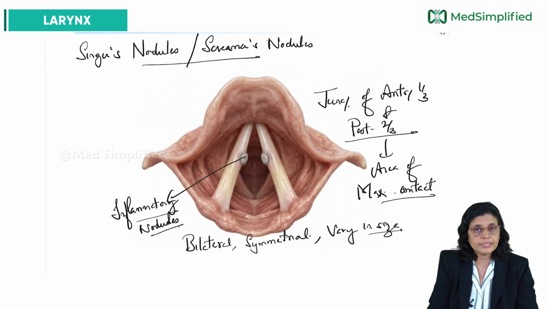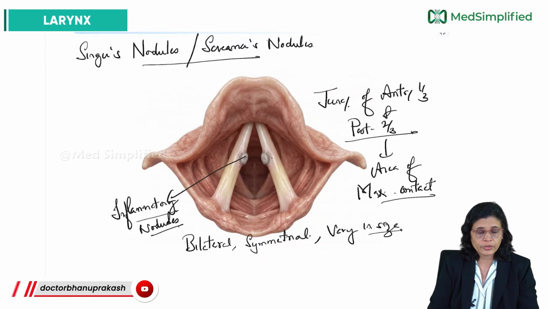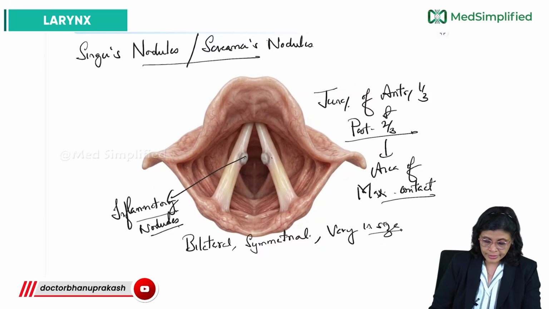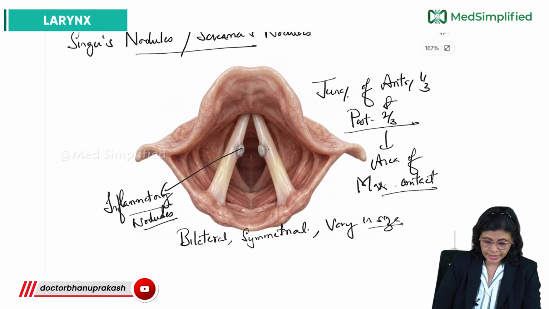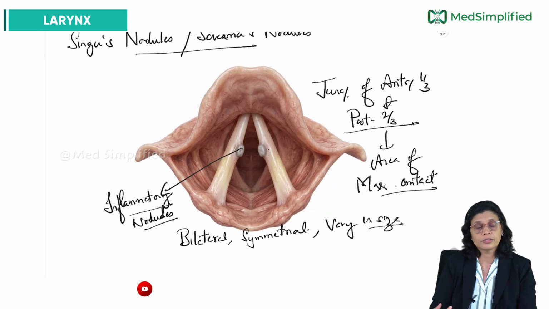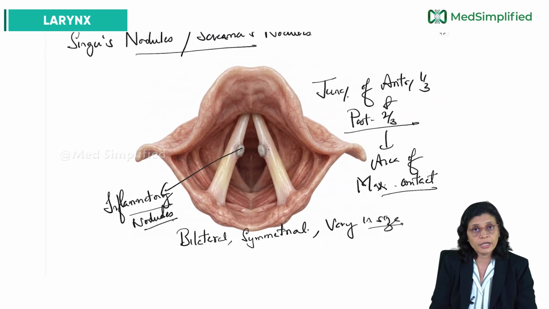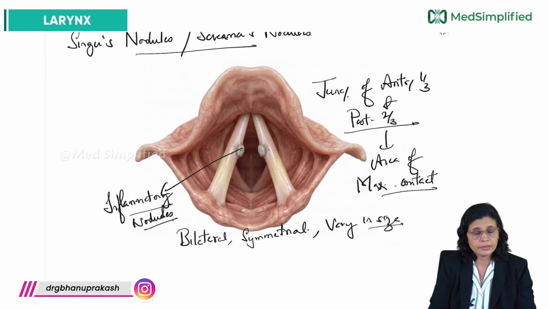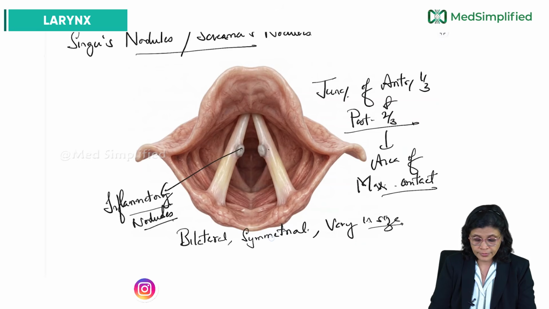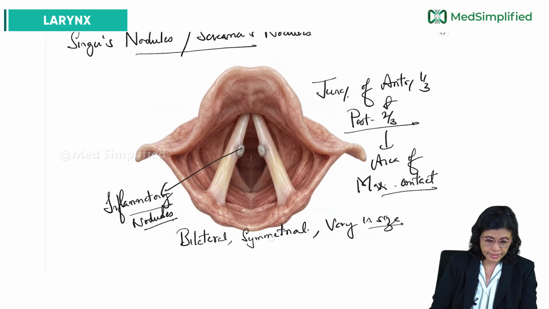In the early stages, they are soft, reddish and edematous. But later they become greyish white. When it becomes like that, it needs to be surgically removed. But if it is reddish white, we can teach them voice modulation, voice rest, and speech therapy, and control that condition.